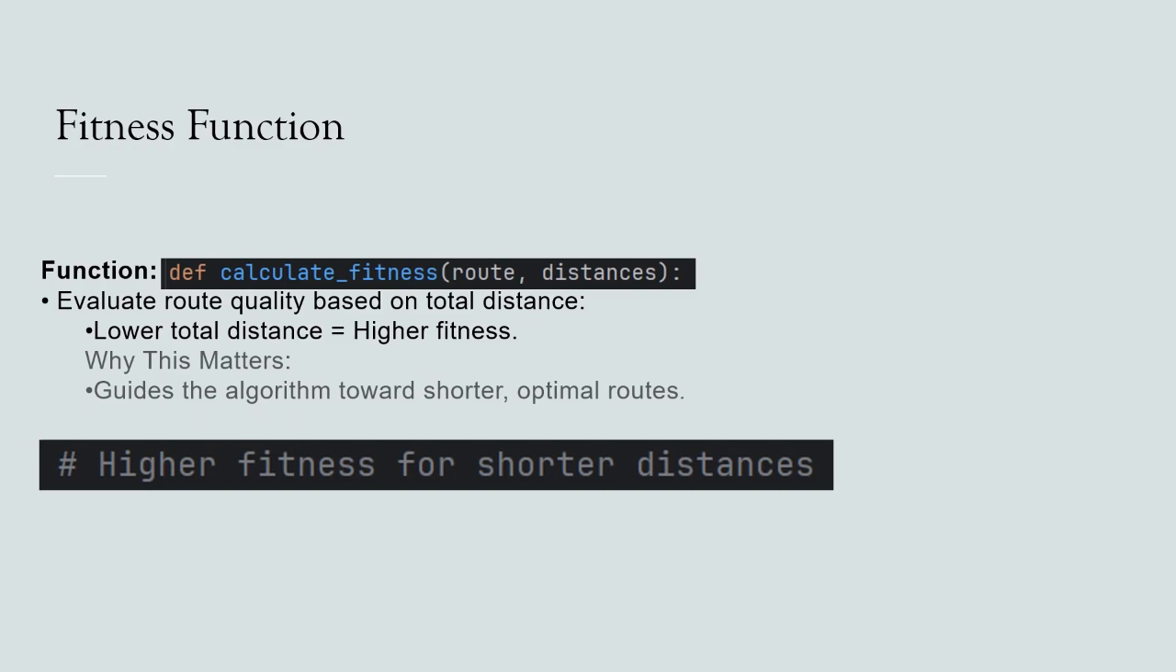Fitness function. So this is my function for calculating fitness, with routes and distance as some parameters. It evaluates route quality based on the total distance, and the lower the distance, the higher the fitness. And this matters because it guides the algorithm towards a shorter, more optimal route. And like I said, high fitness for shorter distances.